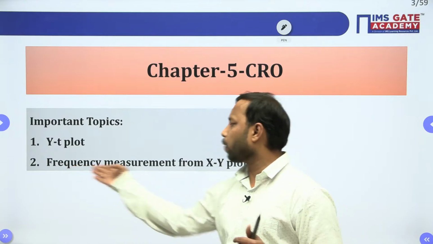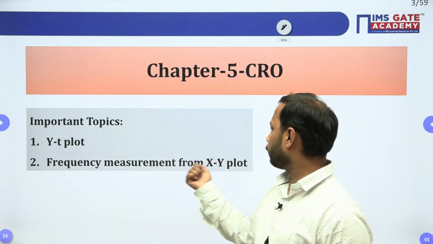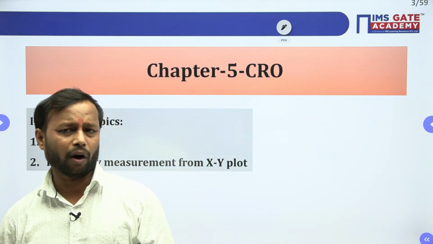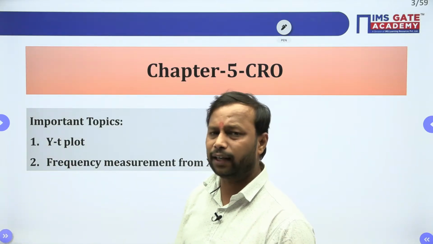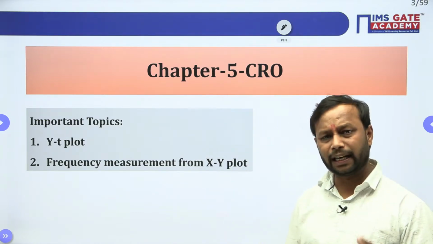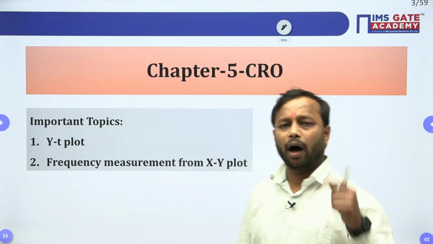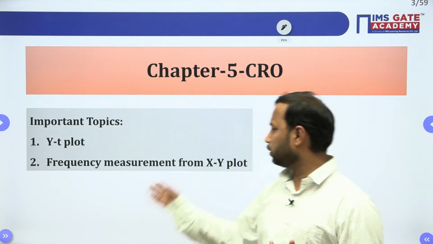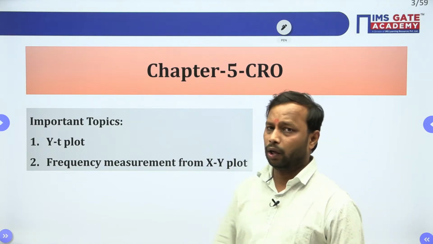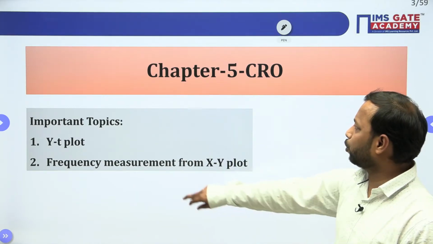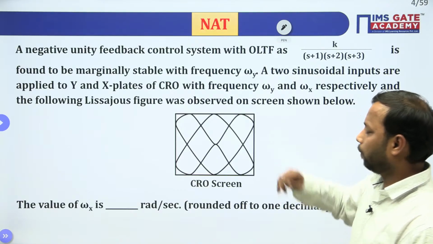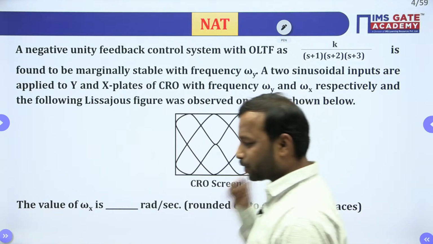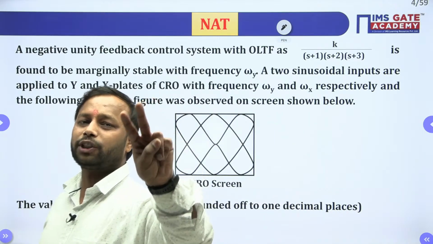Now, coming back to frequency measurement from the XY plot, what does it mean? The XY plot is also known as the Lissajous figure. From the Lissajous figure, we can find the unknown frequency of the signal and the phase angle of the unknown signal. So by using this XY plot, we can find these two parameters. Let us directly jump to the questions. Here comes question number 1 of today's session. Read the question very carefully, because this question consists of two subjects.